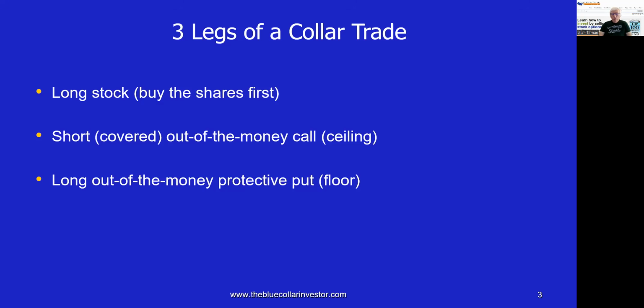Now, we then purchase an out-of-the-money protective put. And for puts, out of the money means lower than current market value. And that will then establish for us a floor. In other words, if the value of the stock goes below the out-of-the-money put strike, we cannot lose any additional money.